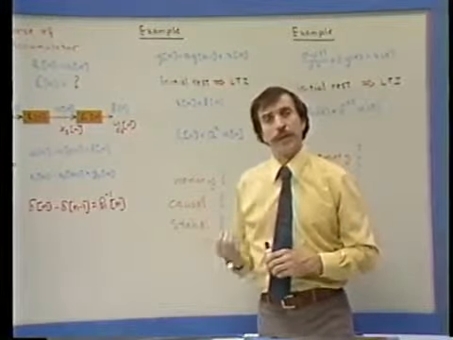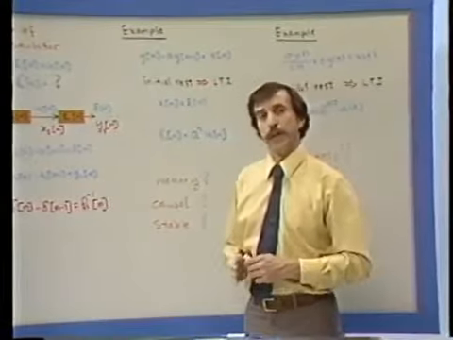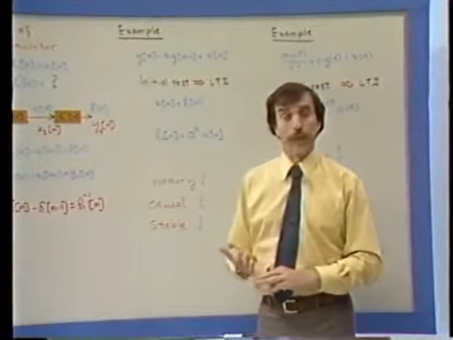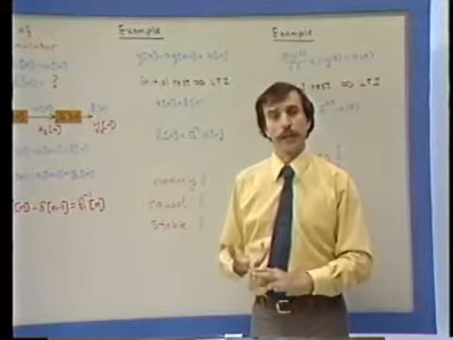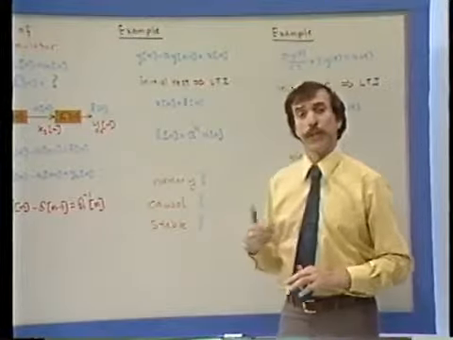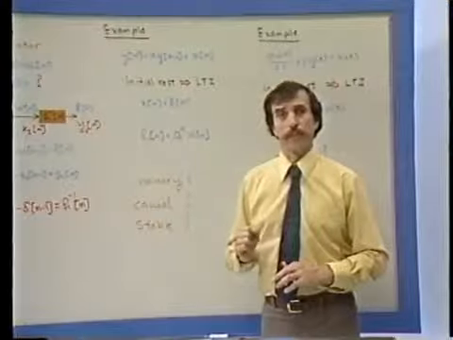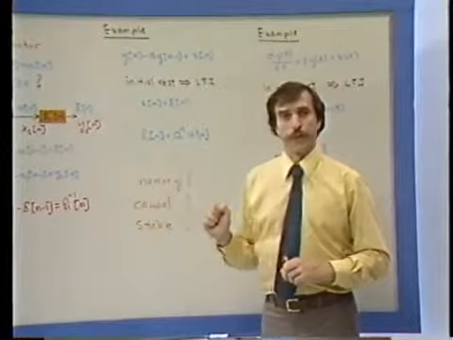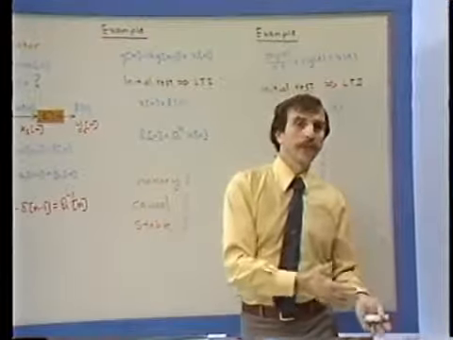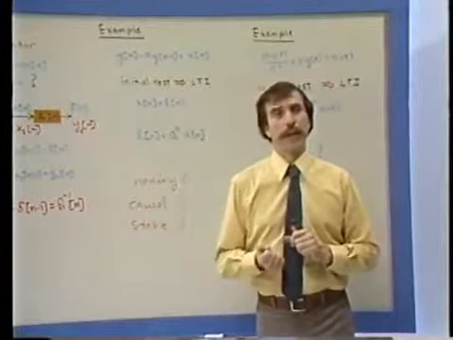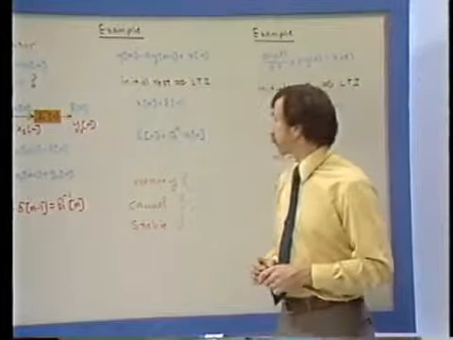And you can examine issues of memory, stability, causality, etc. What you'll find is that the system has memory, the inverse of the accumulator. It's stable, and it's causal. And it's interesting to note, by the way, that although the accumulator was an unstable system, the inverse of the accumulator is a stable system. In general, if a system is stable, its inverse does not have to be stable, or vice versa, and the same thing with causality.